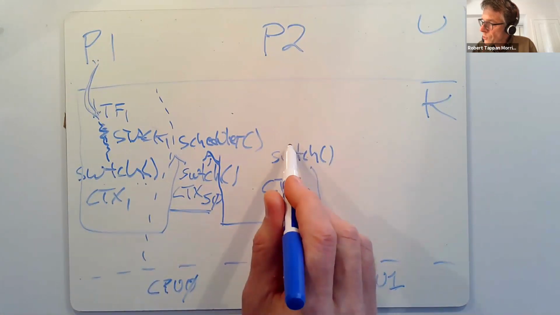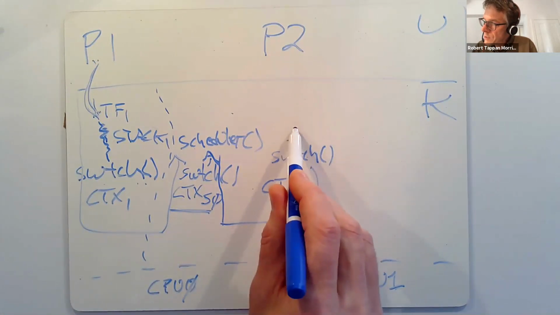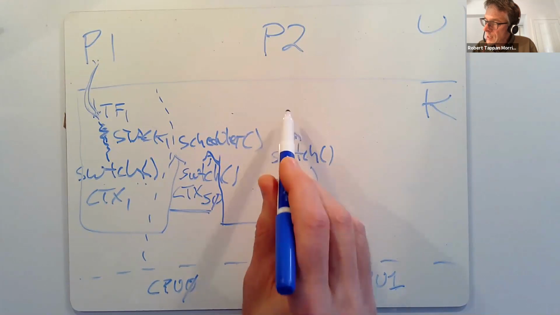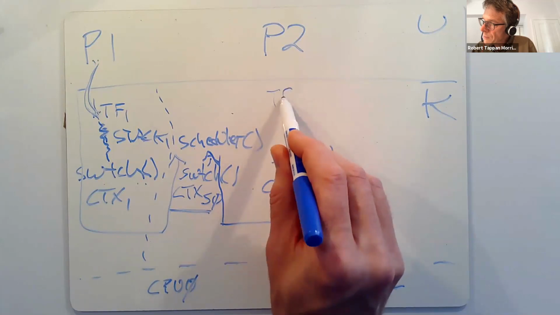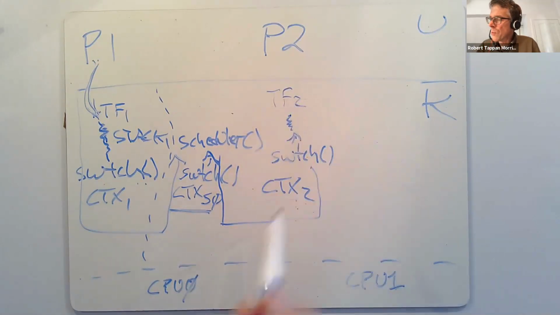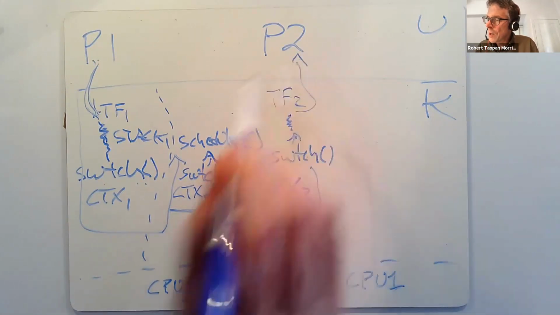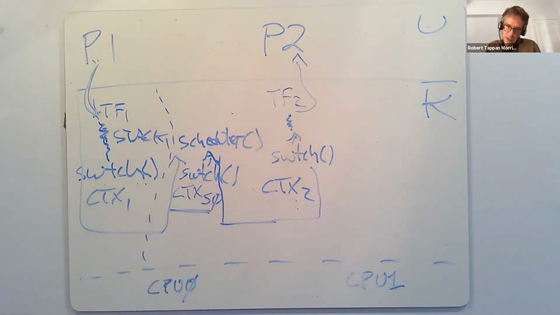That call to switch will return to whatever system call or interrupt process 2 was in. When that's finished, there will be a previously saved trap frame for process 2 that'll contain user registers. Those will be restored and will return back up into user space.